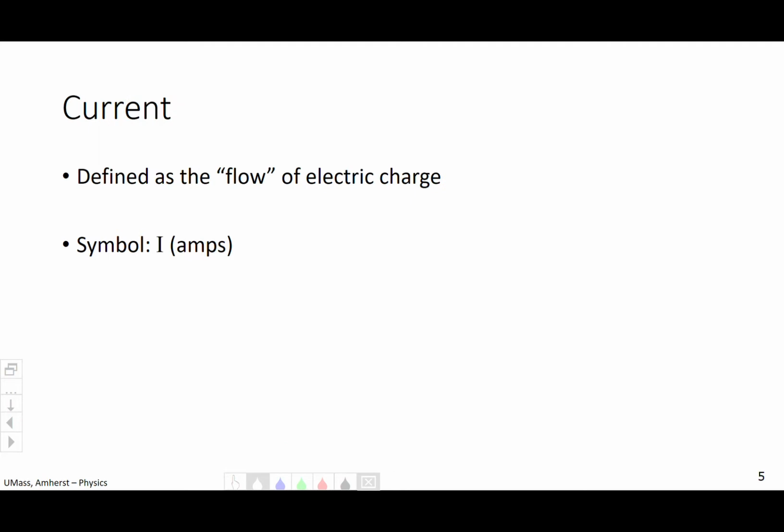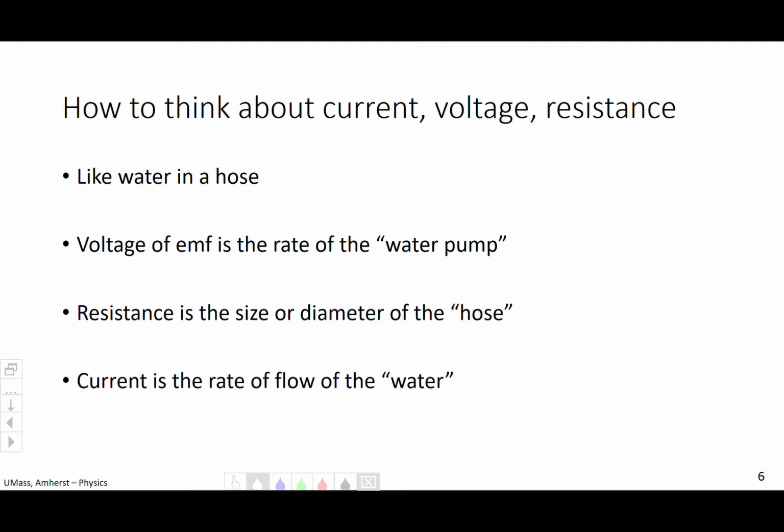Okay, current. Current is the flow of electric charge. It is I, in amps, which we will represent as A, but the current is represented as I. There is no unit in a circuit that gives you current necessarily. How do we think about current, voltage, and resistance?